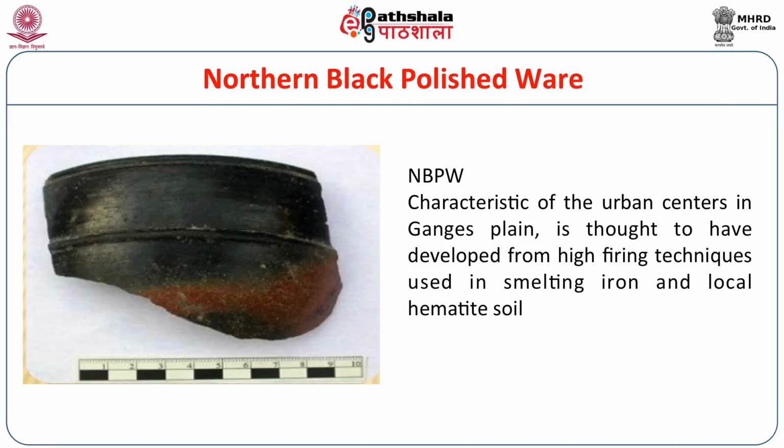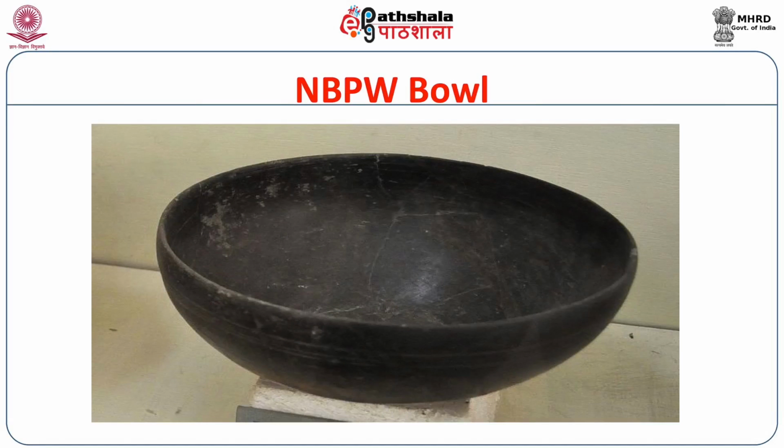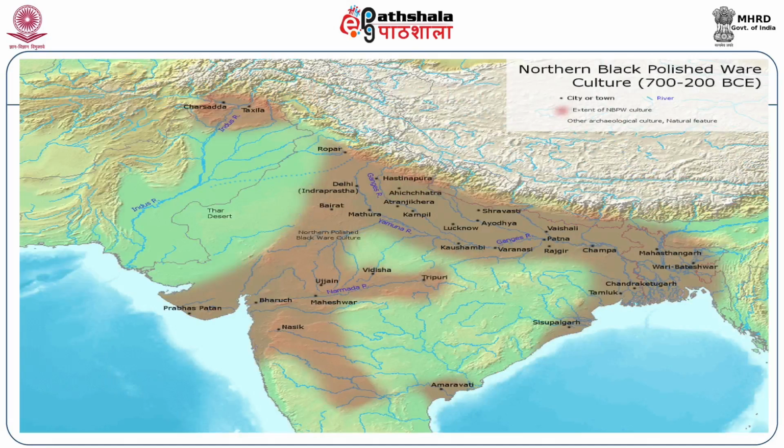There are different kinds of markers for urbanization, and one of the markers, as I have mentioned, is the northern black polished ware, but we have other markers too, for example ring wells, and different kinds of potteries that also talk of urbanism. Here is a bowl, a northern black polished ware bowl, and this map shows you the entire distribution of the northern black polished ware.